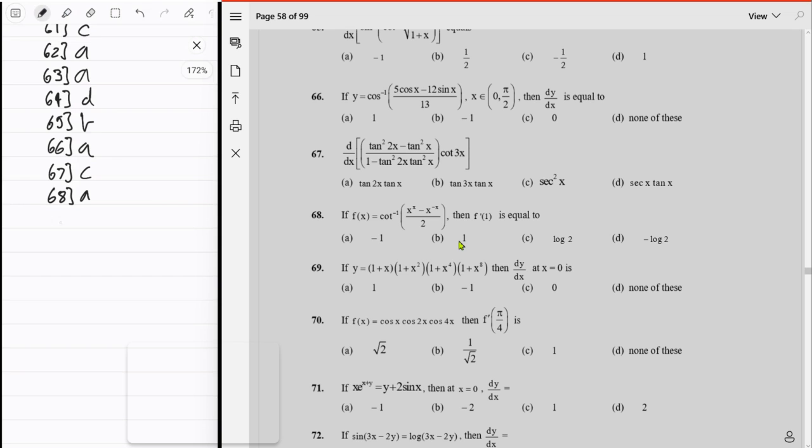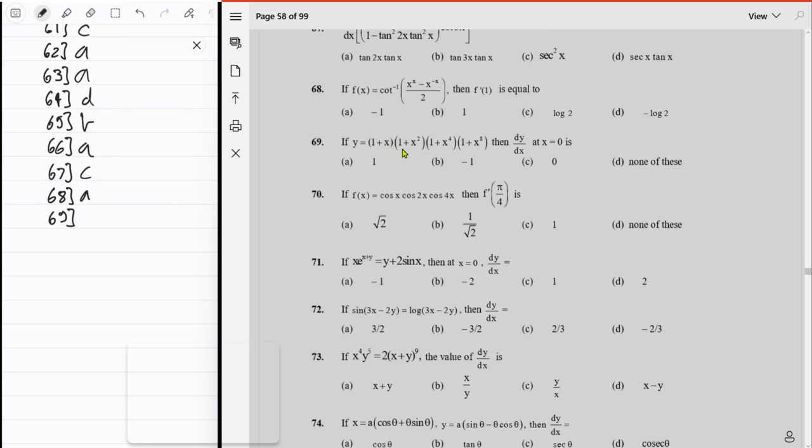Next we have 69th. If y equals (1 + x)(1 + x²)..., I think I've seen this expression a lot now, right? Just multiply by 1 minus x, and you get (1 − x)^16 upon 1 − x. That's what this expression is. So that's like a cheat code for expanding this out.